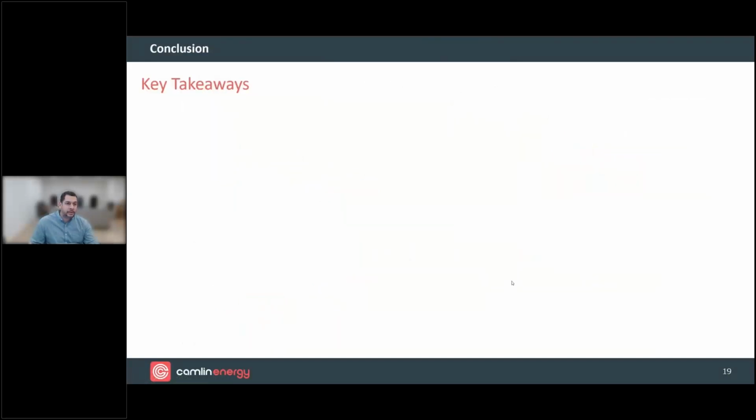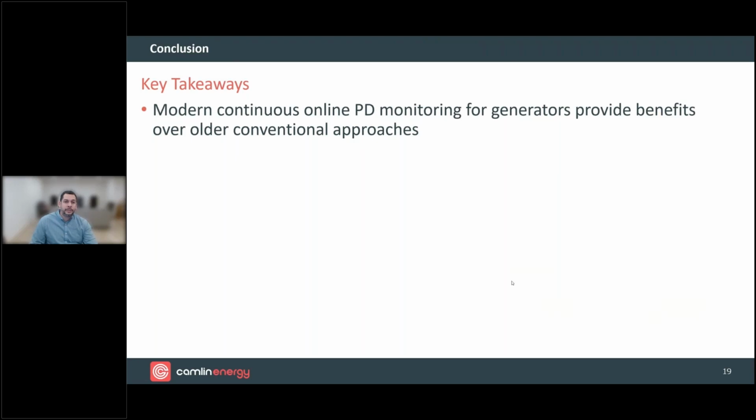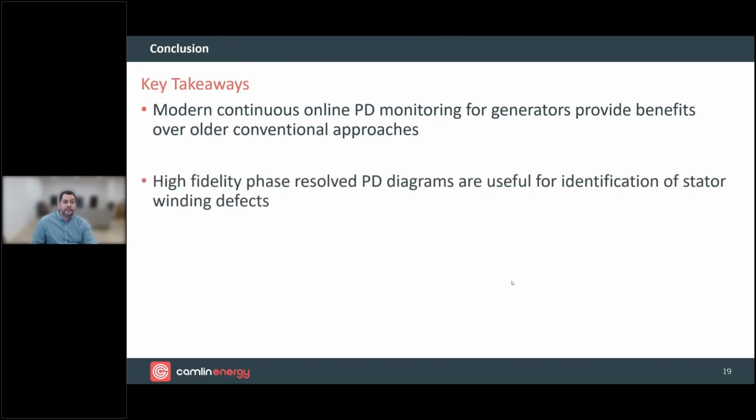So some key takeaways. The modern continuous online monitoring for generators provides benefits over some of the older conventional approaches. Okay, and high fidelity phase resolved diagrams are useful for identification of stator defects. So we've seen that in the previous cases, that by having the continuous data, having signals that are well denoised, removing any external interference, we can see very clear partial discharge patterns with high sample rates and very clear patterns that we can compare to documented known defect types from industry standards.